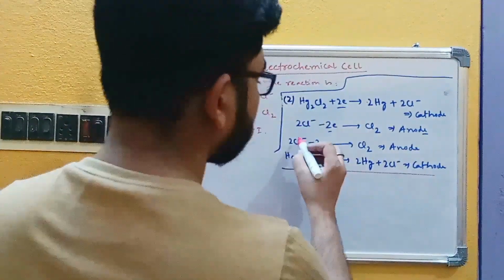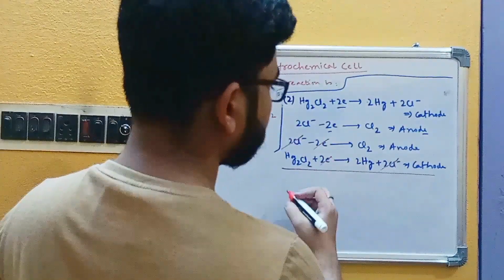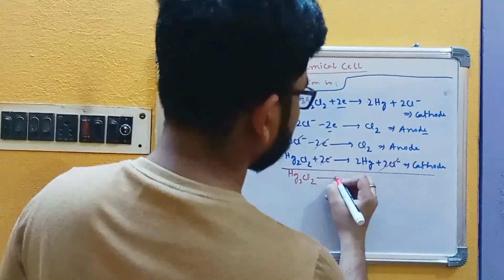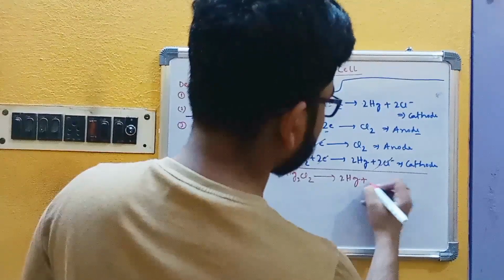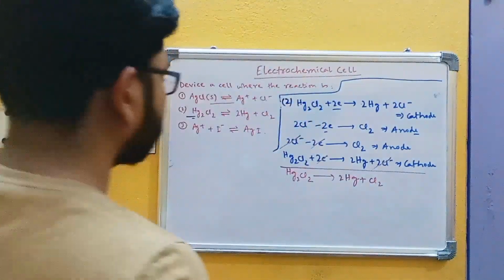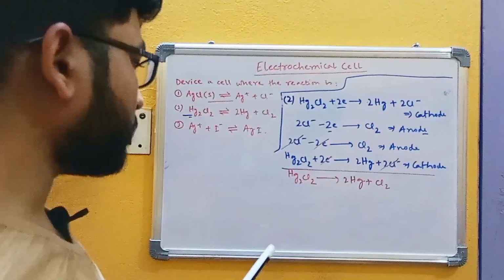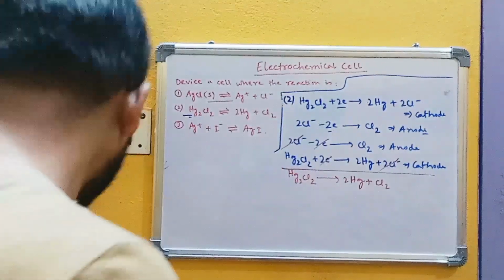Now we can see that the 2Cl minus and 2Cl minus cancel out, and the 2 electrons cancel out, and we get Ag2Cl2. From that we get 2Ag plus Cl2. So we can see that we get a similar type of reaction, so our assumption is right.